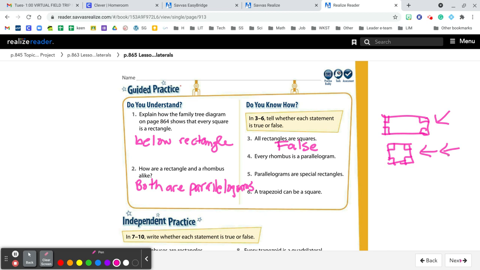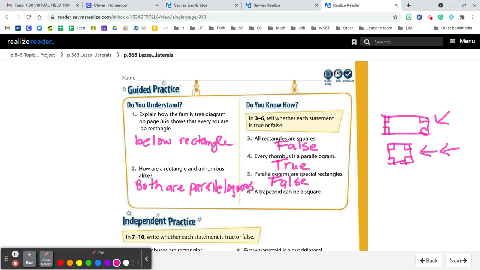Every rhombus is a parallelogram, and that is true, because a parallelogram's definition is a set of parallel sides, and a rhombus has at least one set of parallel sides. Parallelograms are special rectangles. False. Parallelogram is the category above a rectangle, so a rectangle is a special parallelogram. It will be reverse in the way it's written there.